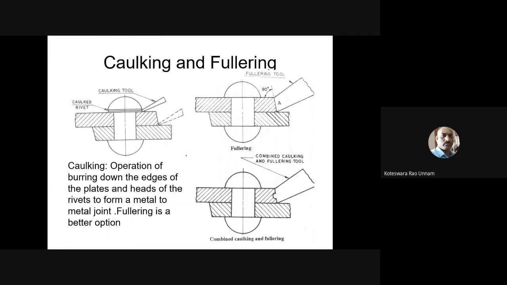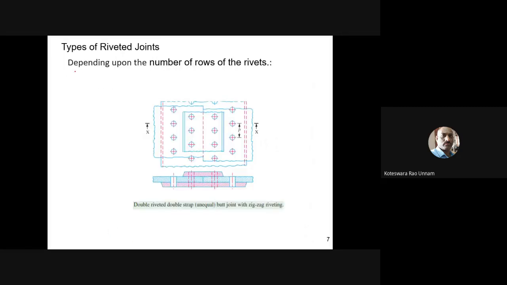Right, so these are the different types of classifications. The first classification is based on how the connecting plates are joined, that is lap and butt. Then we classify based on the number of rows and also the type of pattern. We have seen two types of riveting, chain riveting and zigzag riveting. There is another kind of riveting, which we'll call diamond riveting. In most structural applications, we'll see diamond riveting.